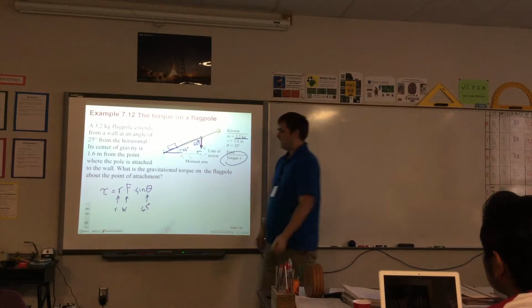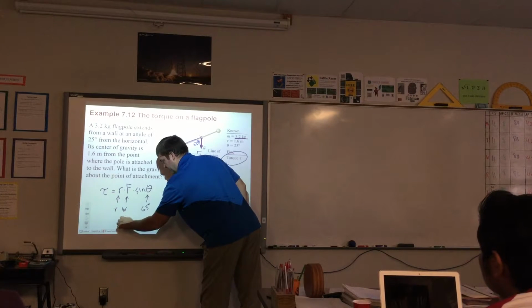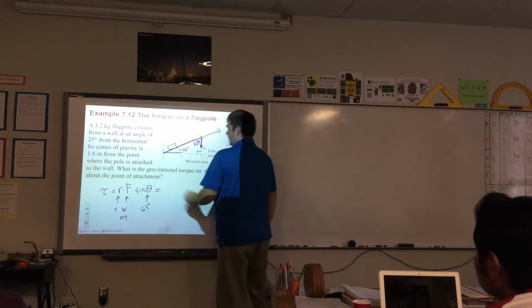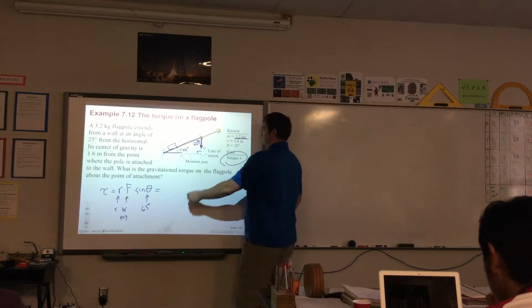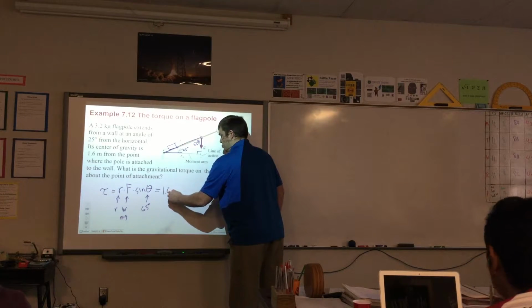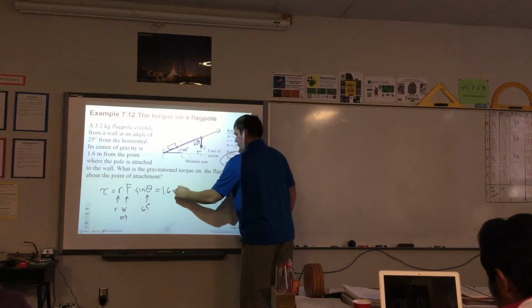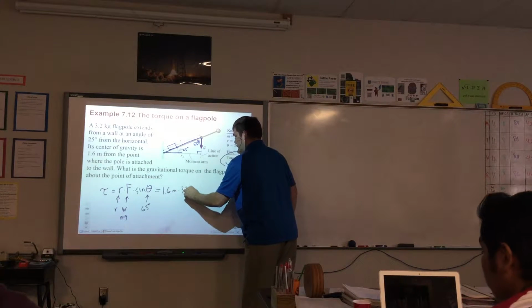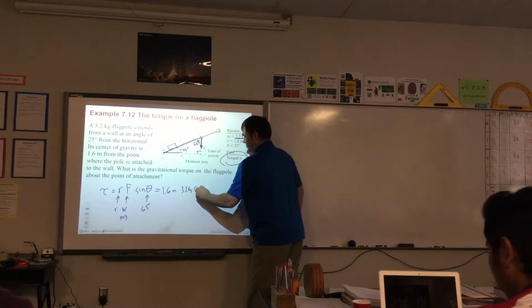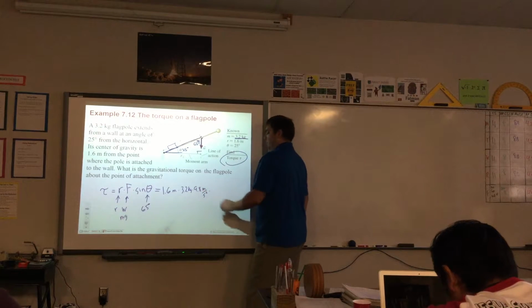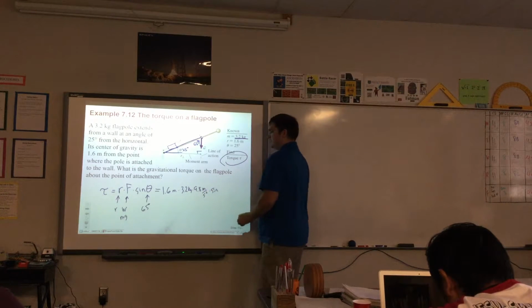3.2 times 9.8, the mass times the gravity. Okay, that's enough talk. Let's just plug in the numbers. So we've got 1.6 meters times the force, which is the mass times gravity, so 3.2 kilograms times 9.8 meters per second squared times the sine.